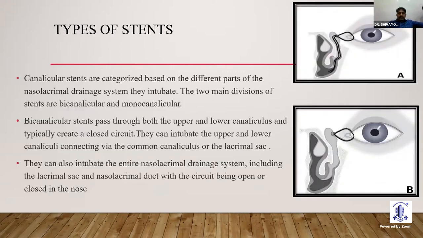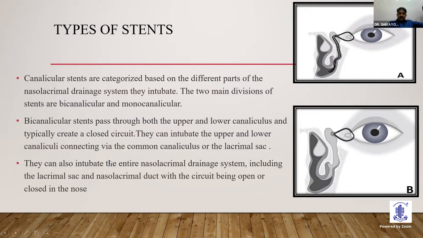As I have already told, we have bicanalicular and monocanalicular stents. So what is a bicanalicular stent? It's also called Crawford's tube. The bicanalicular stents pass through both upper and lower canalicular systems, creating a closed circuit. We should remember this: this is a closed circuit.